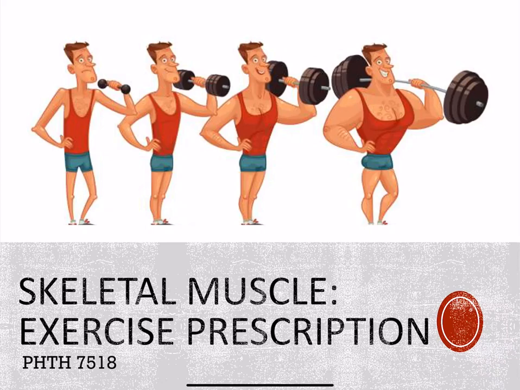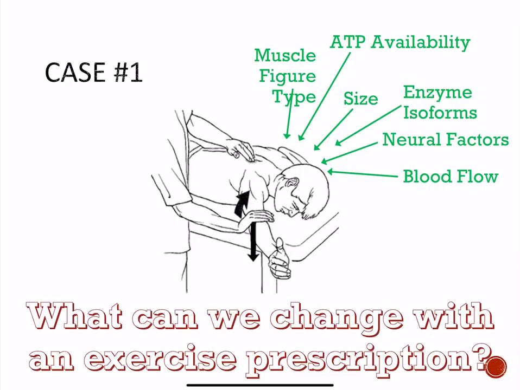We are going to keep our discussion of muscle physiology going and think about it through the lens now of how we prescribe exercise in order to make a change in skeletal muscle. So, this is a figure that we ended our last lecture with. We had our patient who had chronic upper back and neck pain.